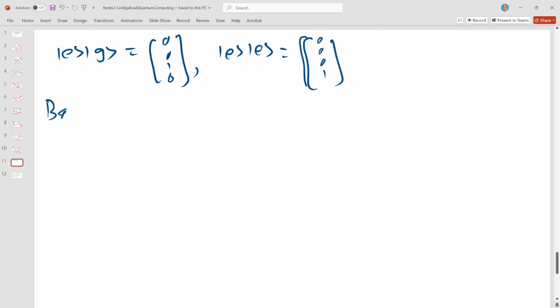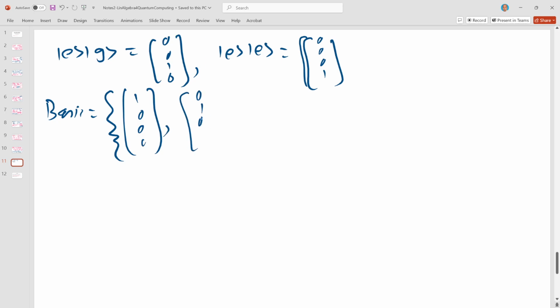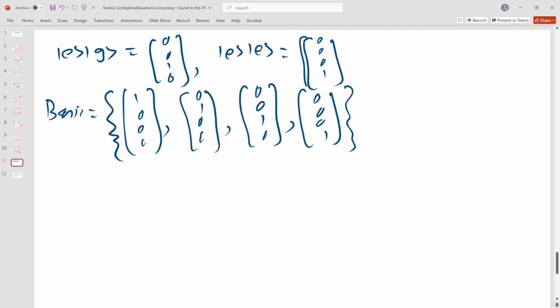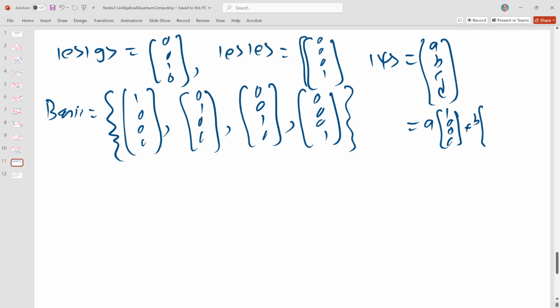So the total basis would be (1, 0, 0, 0), (0, 1, 0, 0), and so on, which means that any joint state A, B, C, D can actually be written as a superposition of these basis states.